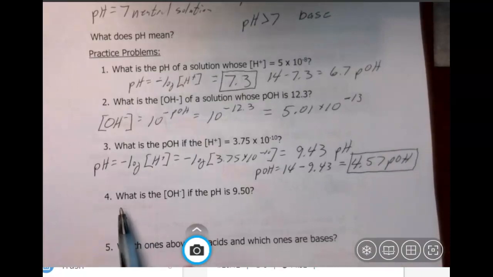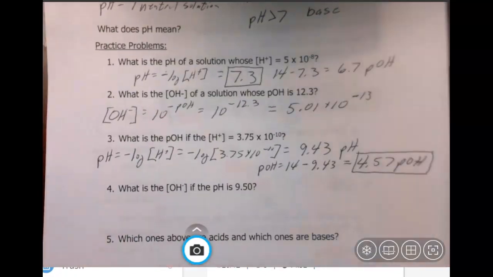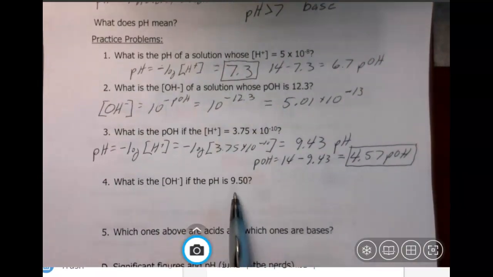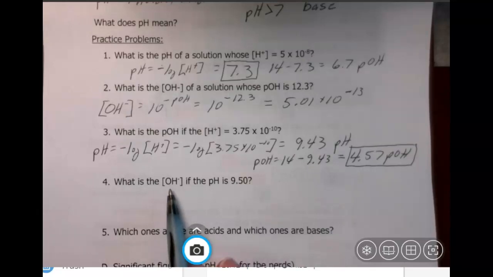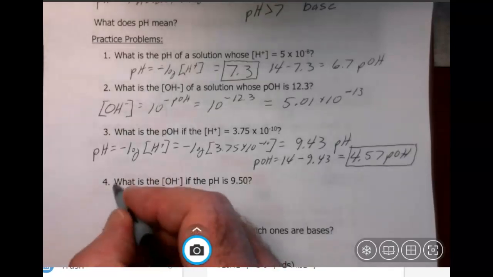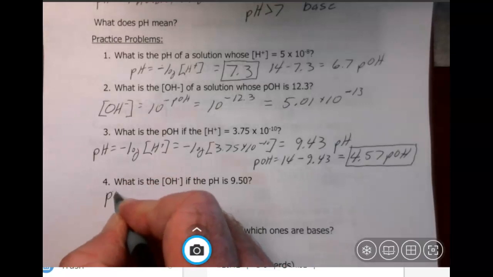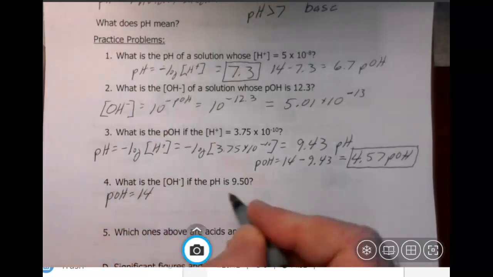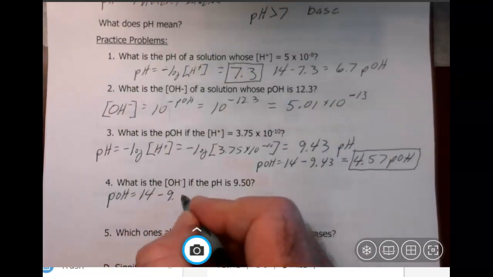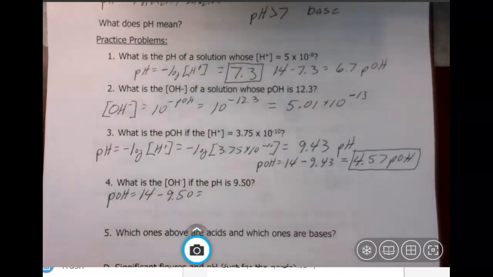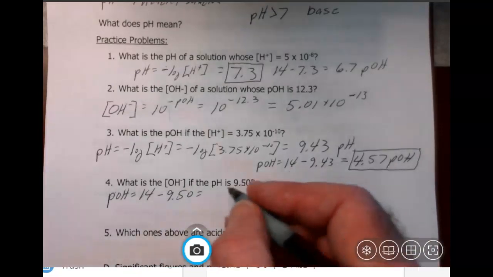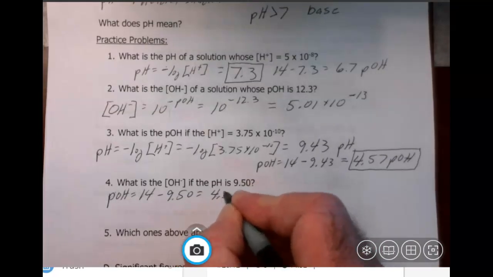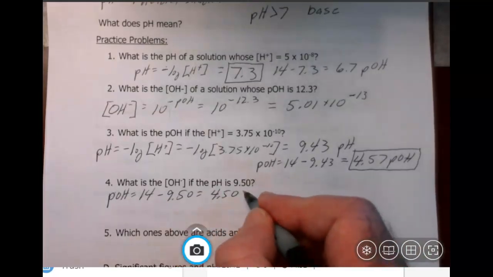Now, let's see. Number 4. What is the hydroxide ion concentration if the pH is 9.5? Well, to get the hydroxide ion concentration, to use that formula, I need the pOH. So again, I can get that just by subtracting from 14. So the pOH is equal to 14 minus 9.5. So 14 minus 9.5 is equal to 4.50. That is the pOH.